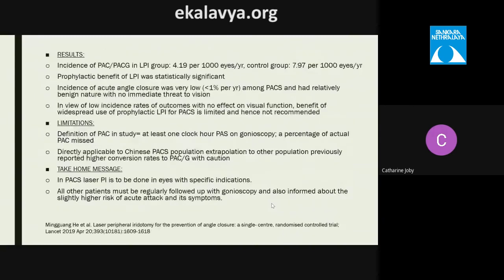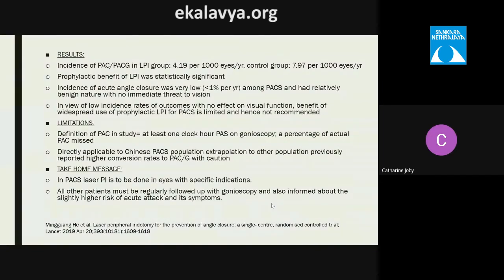Coming to the results of the study, the incidence of primary angle closure or primary angle closure glaucoma in the laser peripheral iridotomy group was found to be 4.19 per 1000 eyes per year, and in the control group it was 7.97 per 1000 eyes per year. Prophylactic benefit of laser peripheral iridotomy was statistically significant according to the study.